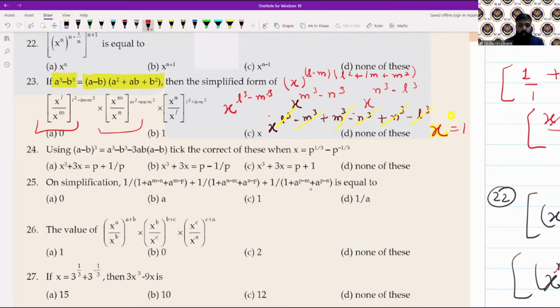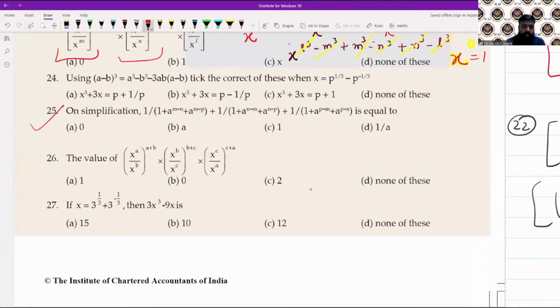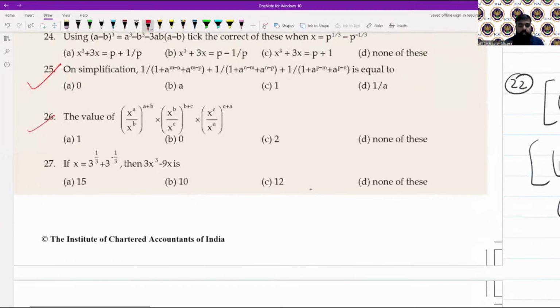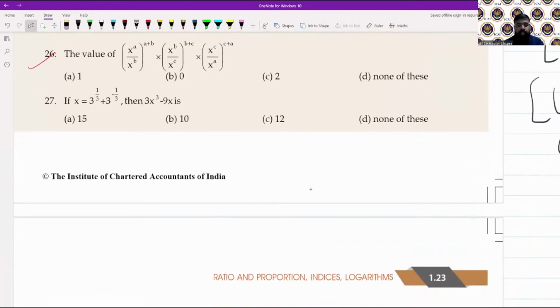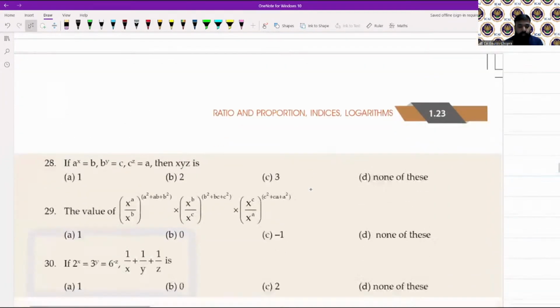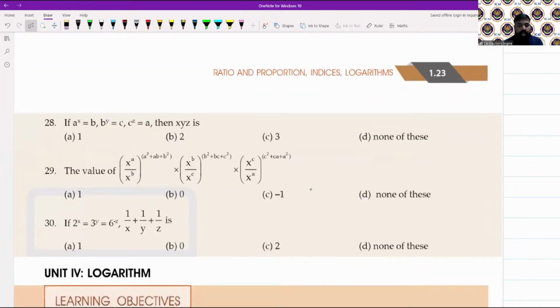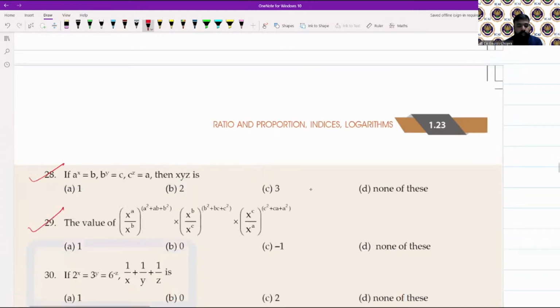Okay, so this was question number 23, and based on this you can try question number 25, 26. All these are similar kind of questions where you will get similar kind of answers. Type number 28 we had already covered from examples. 29 is exactly the same as what we did now. And let us try question number 30 now.